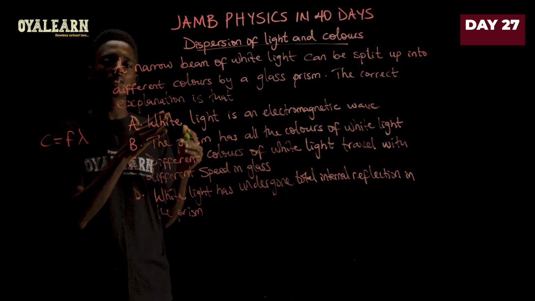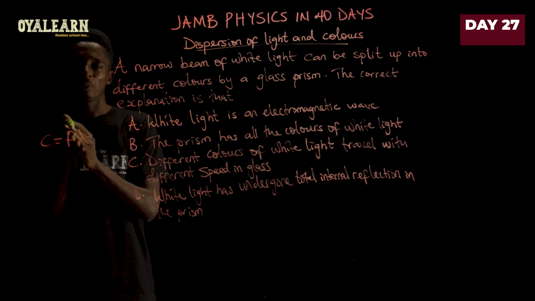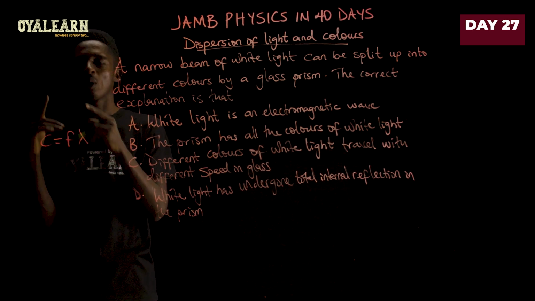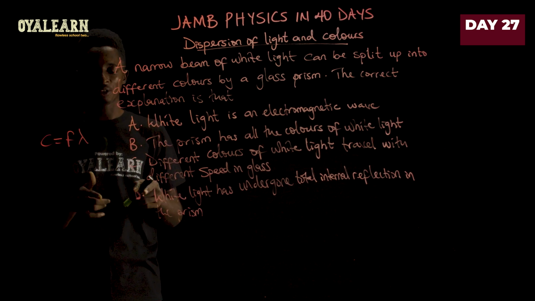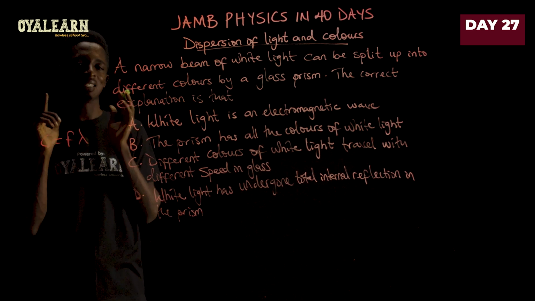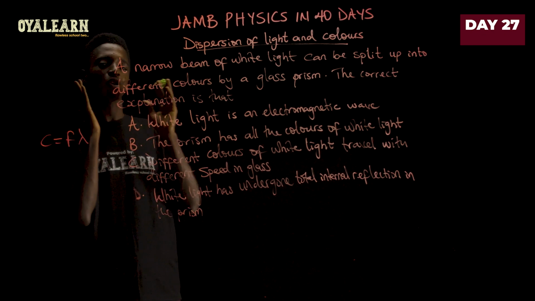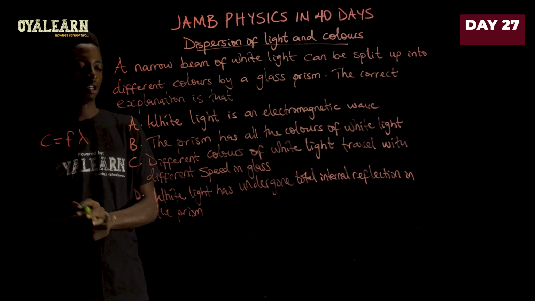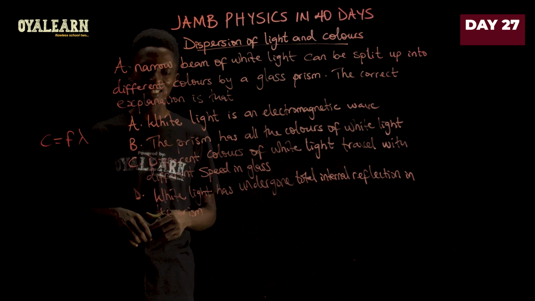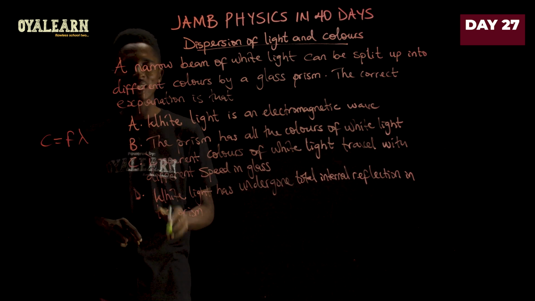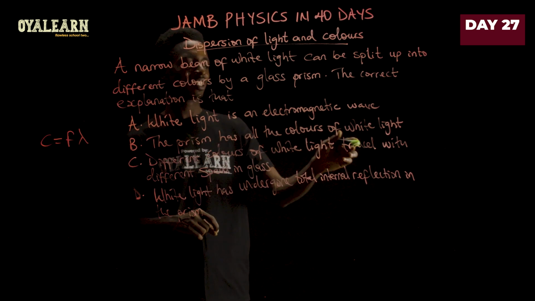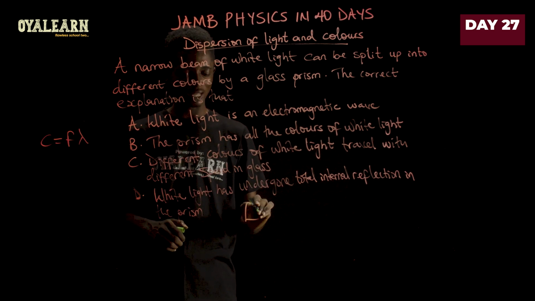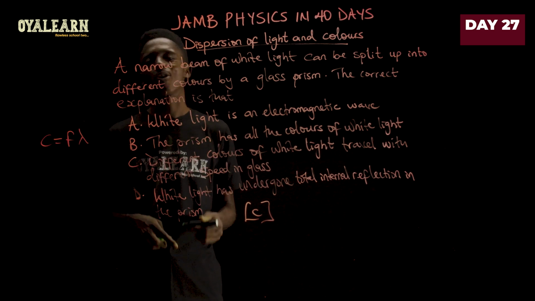So, when you compare wavelength and speed, you see that they are related. When speed increases, wavelength will increase. When speed decreases, wavelength will decrease. It's only frequency that remains constant. So what you say in terms of wavelength, you can also say in terms of wave speed. So in this question, the correct answer is option C, which says different colors of white light travel with different speed in glass. So I hope you also picked option C because that's the correct one.